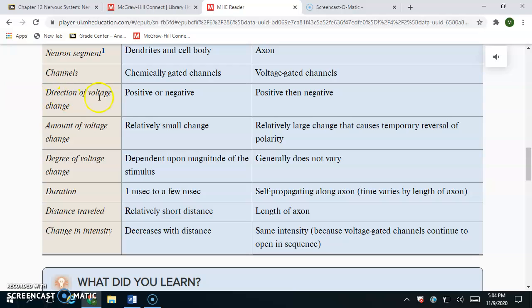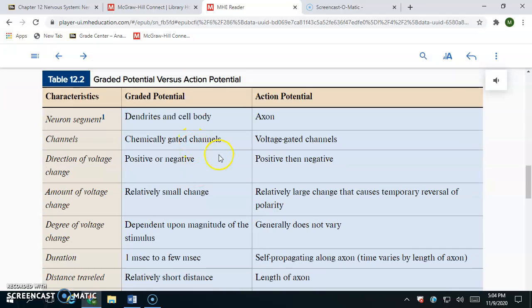And then the direction of the voltage change, so whether it becomes more positive or goes more negative. When it comes to a graded potential, it can go either way. It could become more positive than the resting membrane potential, and that's depolarization. Or it could become more negative, and that's what we call hyperpolarization. So either one of those could happen.